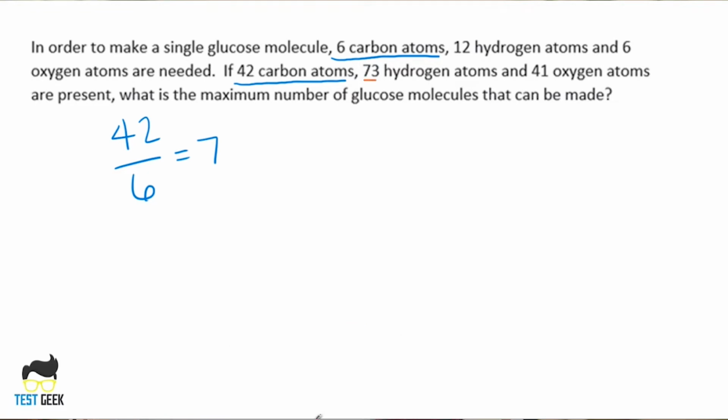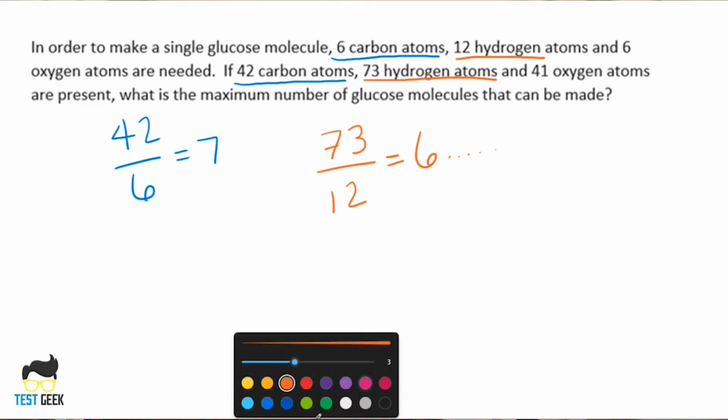Great. Now what about hydrogen? We have 73 hydrogen atoms. Let's divide that by 12 because that's how many hydrogen atoms it takes for each molecule. And we get 6 something. So we always want to round down, because if we have a part of something, it's not enough to make a whole, right? We can't just round it up and count it as a whole. So we're going to round down and we get 6.